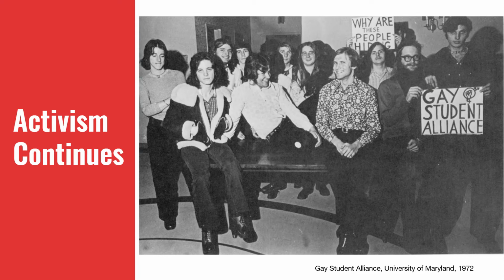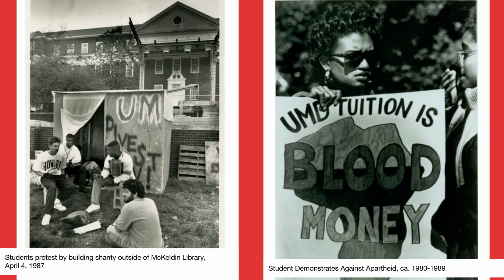Many other groups of students were beginning to mobilize during this time of heightened demand for change. One such group was the Gay Student Alliance, formed in 1969 and active in the early 70s before re-emerging most visibly in the 1990s. In the mid-1980s, students organized to protest UMD's endowment investment in companies financially tied to the South African apartheid government. Students demanded the university withdraw its financial support of apartheid.